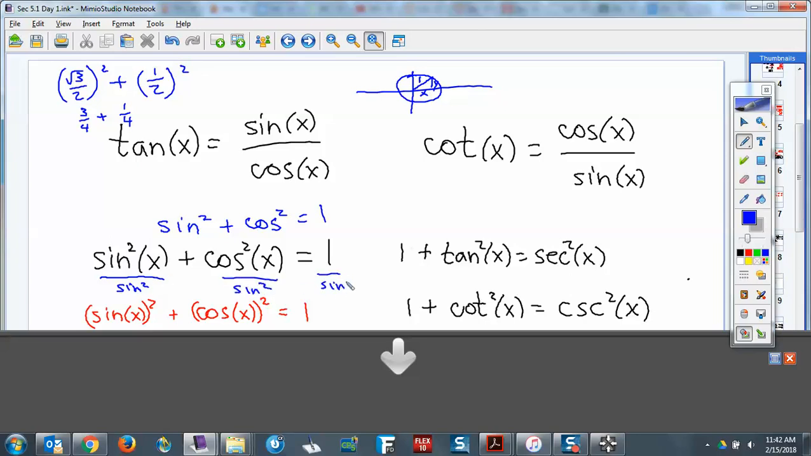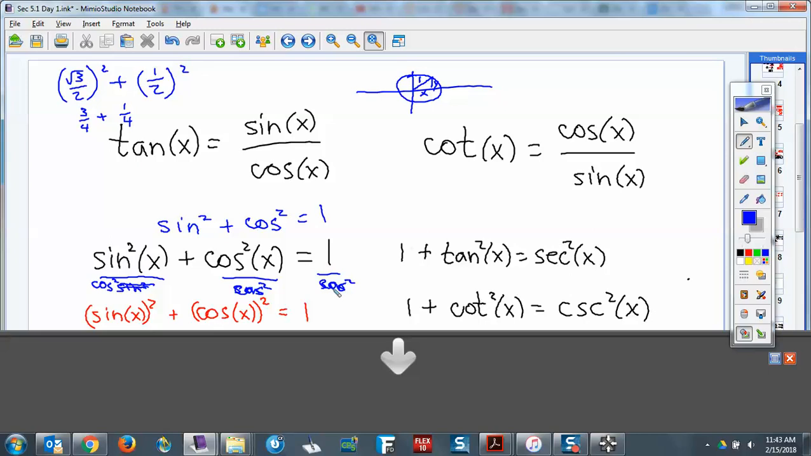on both sides. Now what happens? You get 1 plus, what's that going to be? Cotangent is cosine over sine, squared. This is going to be 1 plus cotangent squared equals cosecant squared. There's that one right there. Okay? Or instead of dividing by sine squared, divide both sides by cosine squared. What do you get? You get tangent squared plus 1 equals secant squared. And that's how you can remember.